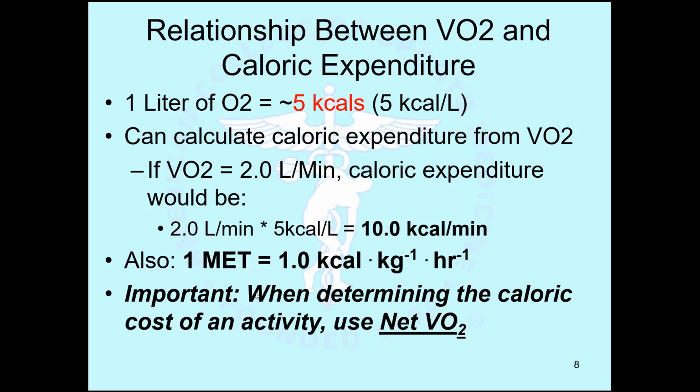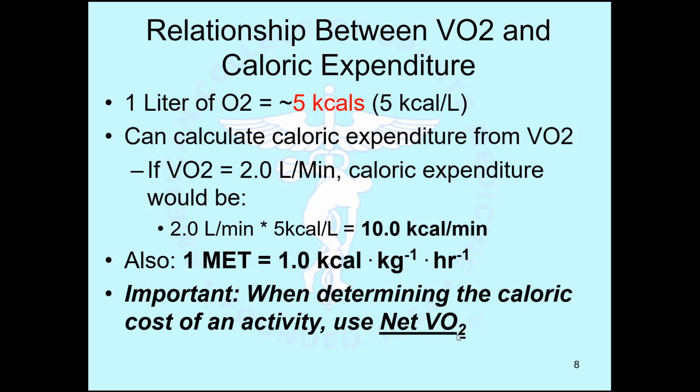Other conversions: 1 MET is about 1 kcal per kilogram per hour, less commonly used, but it's there if you ever need it. One way you could use this is, if you're thinking of your resting metabolism, which should be around 1 MET, if you weigh 80 kilograms, just due to your resting metabolism, you would expend about 80 kilocalories per hour.